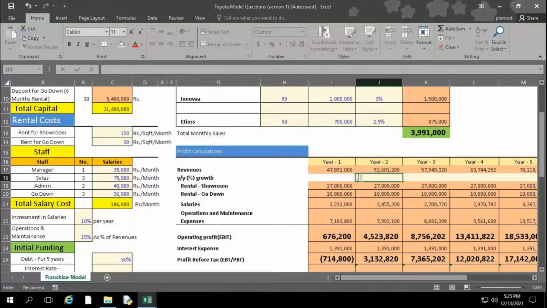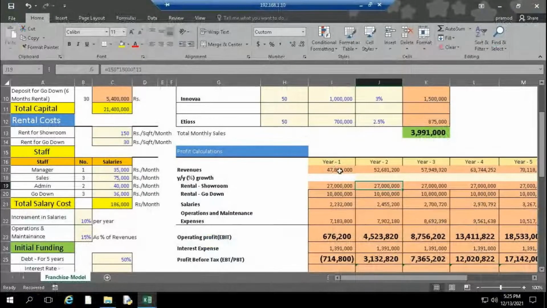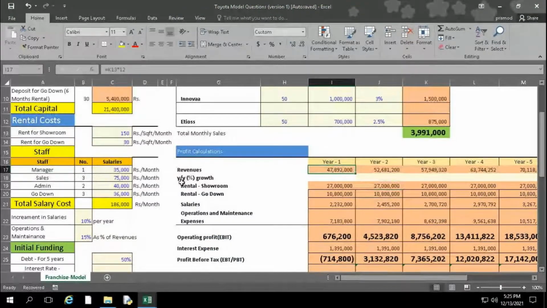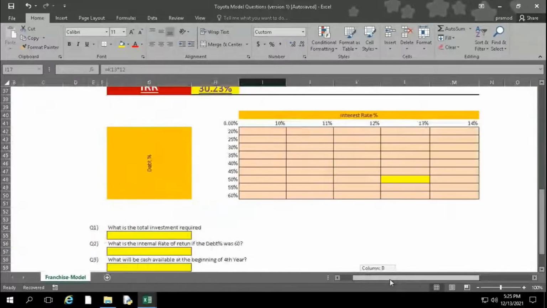Okay, understood. Yes, sir, I got the revenue part. Okay, so this is about the revenue. So these are all, you practice well. And the last one we have is your interest rate.